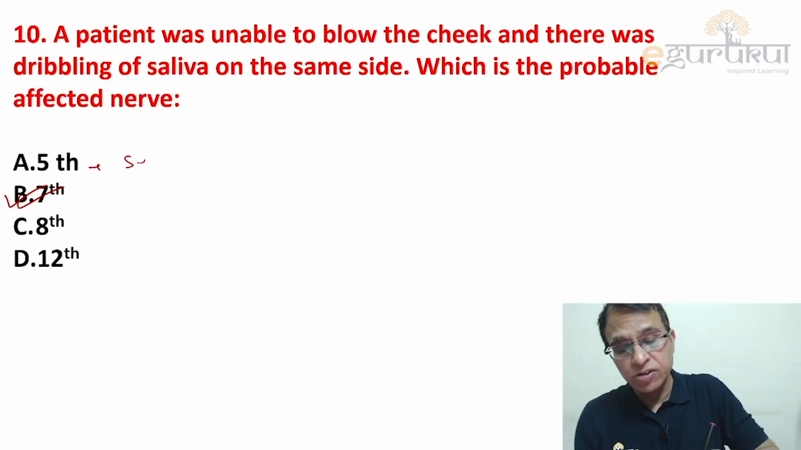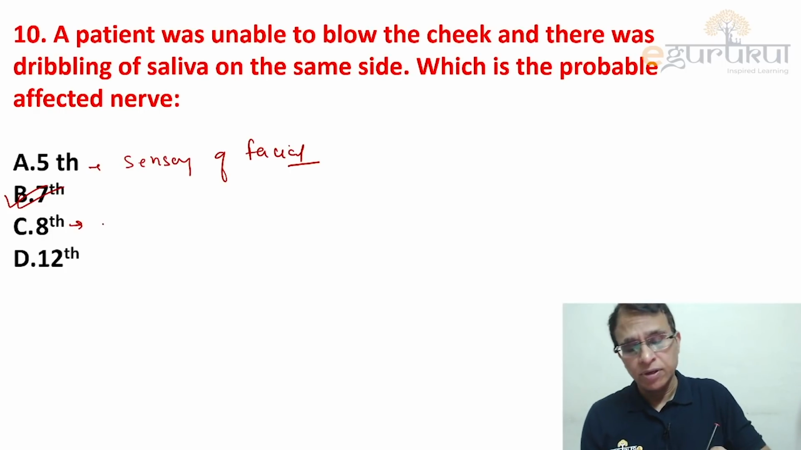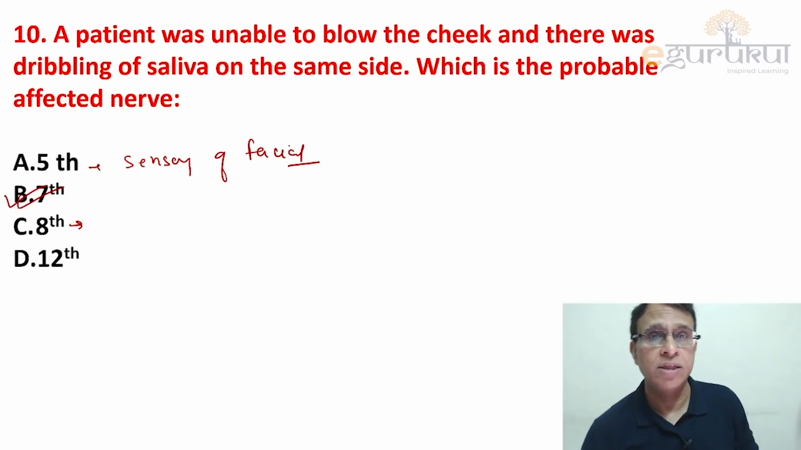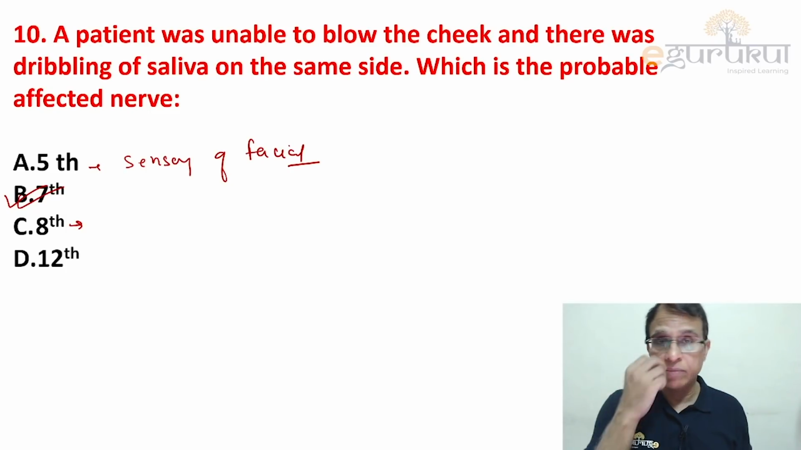Fifth nerve supplies sensation on the face. Sensory of the face is the fifth nerve. And the eighth nerve is for hearing and balancing. And the 12th nerve is related to movement of the tongue. It supplies the tongue muscle, so it affects the movement of the tongue, isn't it? This is not about tongue movement, it is cheek swelling and dribbling of saliva.